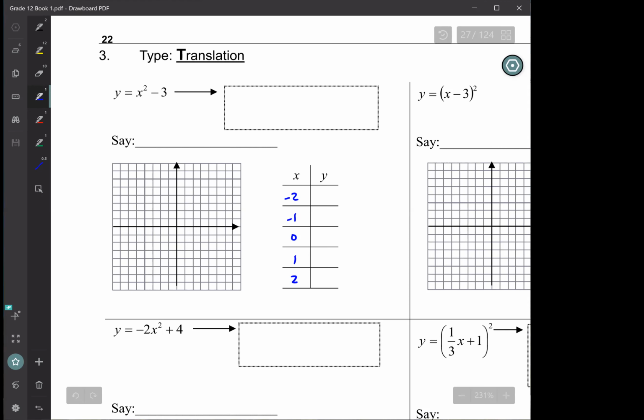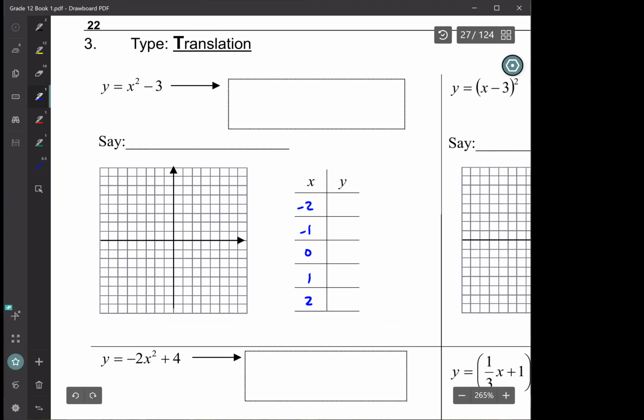Okay, Eric, what are your Y values? 1, -2, -3, -2, 1. Yep, okay, so we'll plot that in. -2, 1 will be here. -1, -2 will be here. 0, -3, right? To close up.